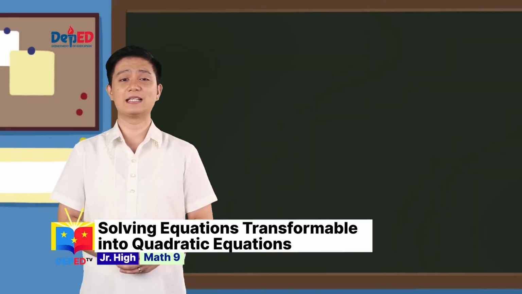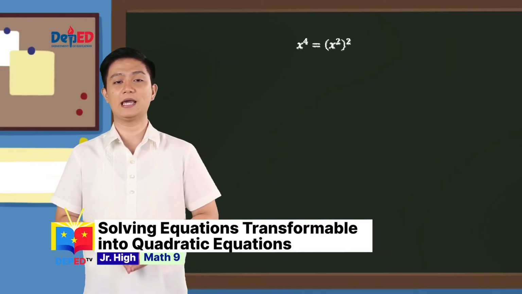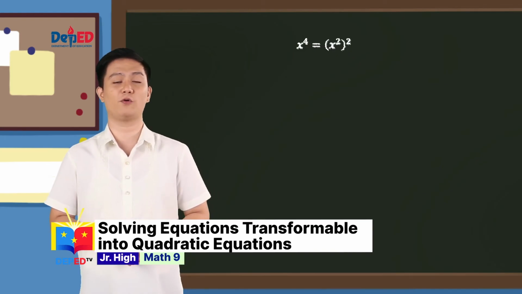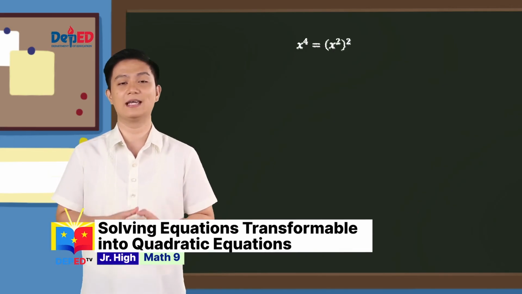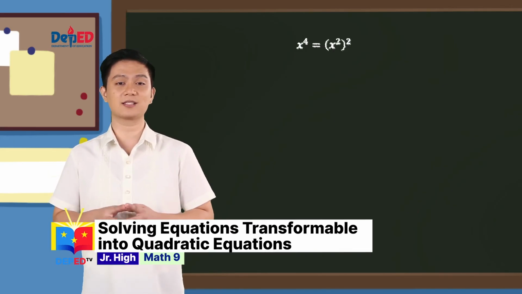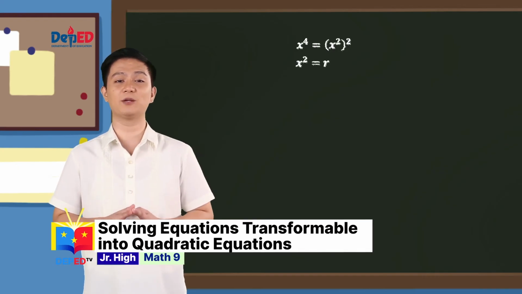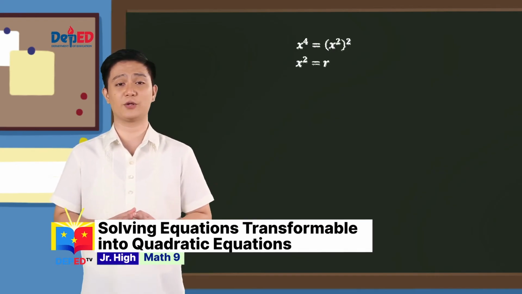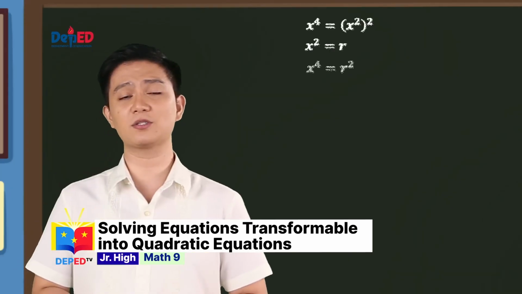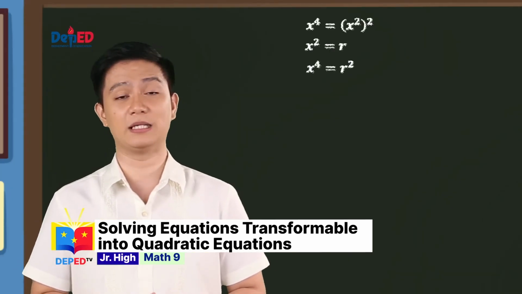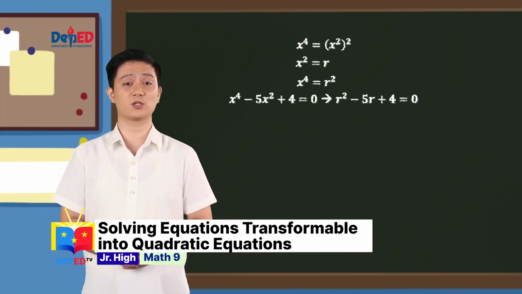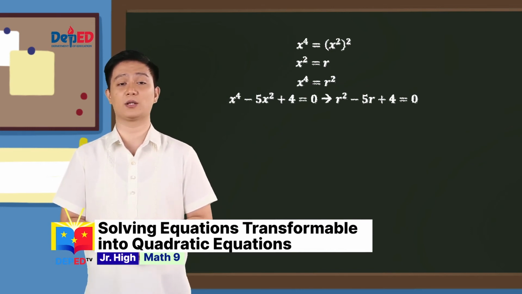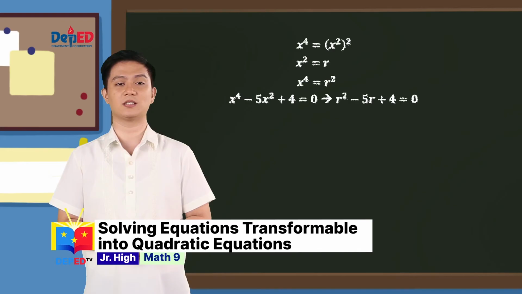Time is up. Since the equation is of degree 4 and we can express the leading term x to the 4th power in terms of the quadratic term x squared, where x to the 4th is equal to the square of x squared, we can let x squared be equal to another variable, say for instance r. It follows then that x to the 4th power must be equal to r squared. The equation x to the 4th power minus 5x squared plus 4 equals 0 should then be written as r squared minus 5r plus 4 equals 0.